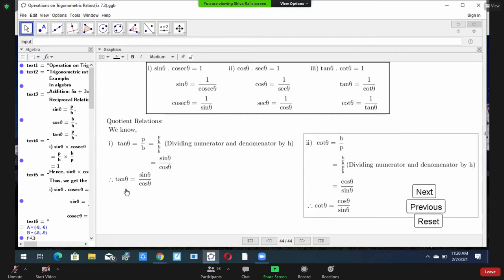And here the quotient relation also. How do we get the quotient relation? By dividing. Okay, you look here. So tan theta equals sin theta upon cos theta, and cot theta equals cos theta upon sin theta.